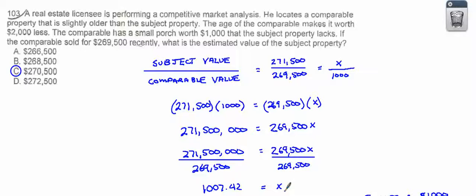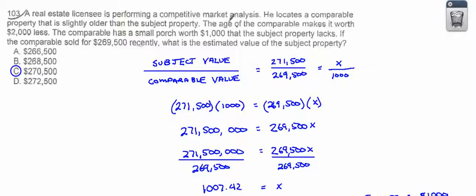Well, so these are ratios that you're looking at. And so we need to first of all do a ratio showing the relationship between the subject value and the comparable value. Well, they tell you in the problem, he locates a comparable property that is slightly older and therefore is worth less, $2,000 less. So if he sold the comparable for $269,500, then if we had a subject property that had the exact same characteristics, that'd be $2,000 more, so that'd be $271,500.